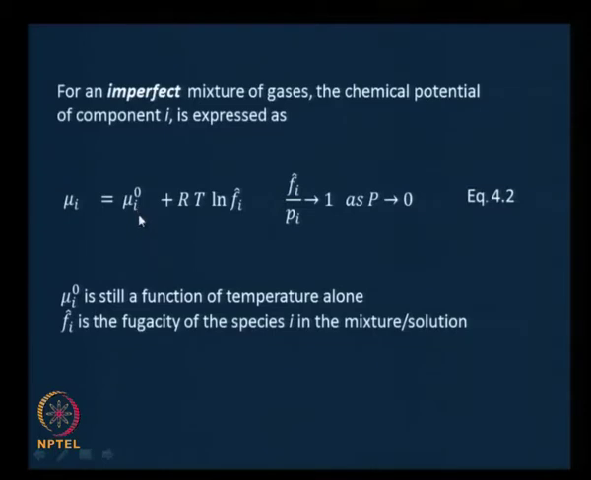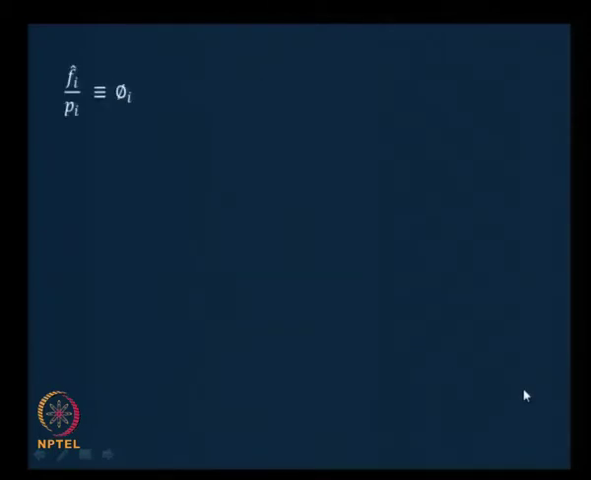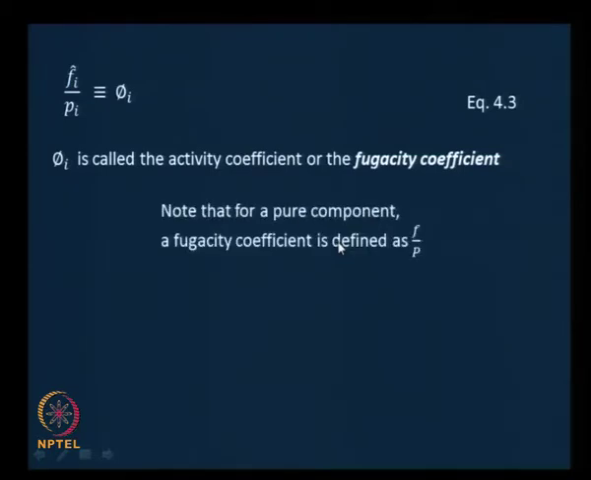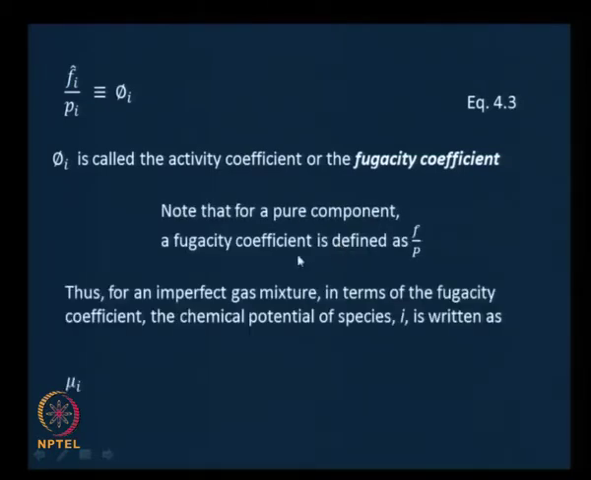Mu i naught is a function of temperature alone, and Fi hat by the partial pressure of i is defined as the fugacity coefficient of i. For an imperfect gas mixture, based on these definitions, you could write mu i equals mu i naught plus RT ln phi Pi, which, if you expand Pi in terms of P and yi, gives mu i naught plus RT ln phi P yi.